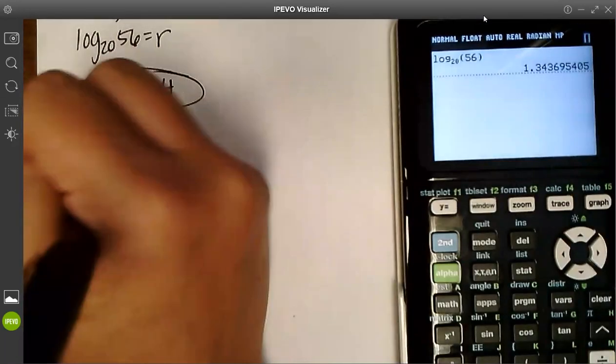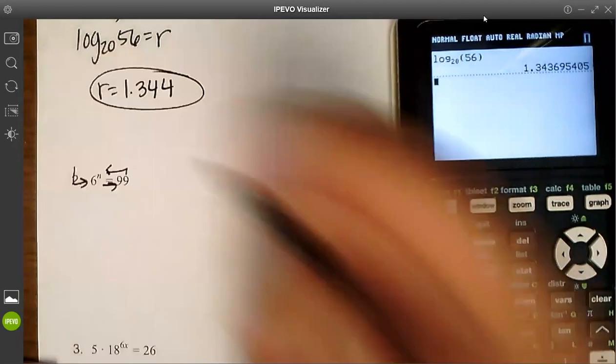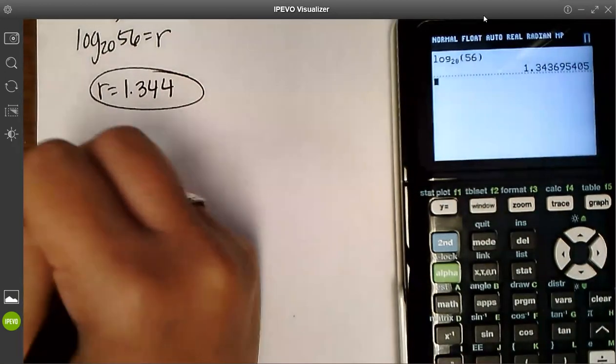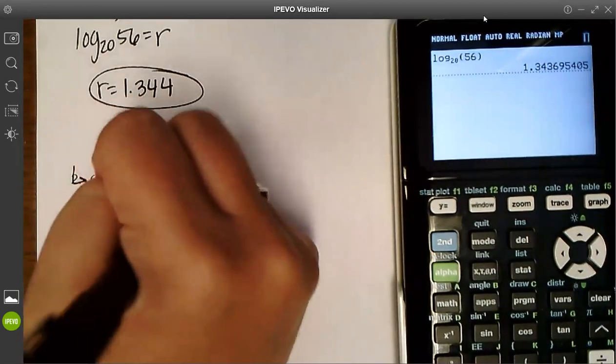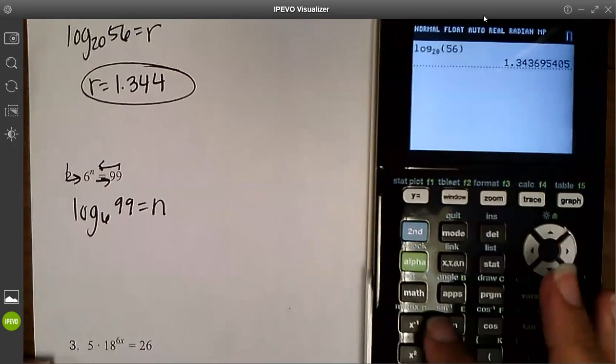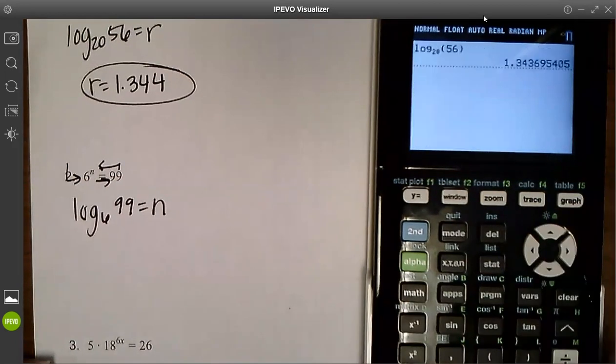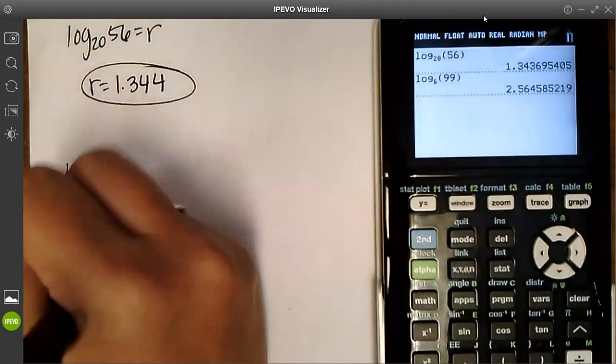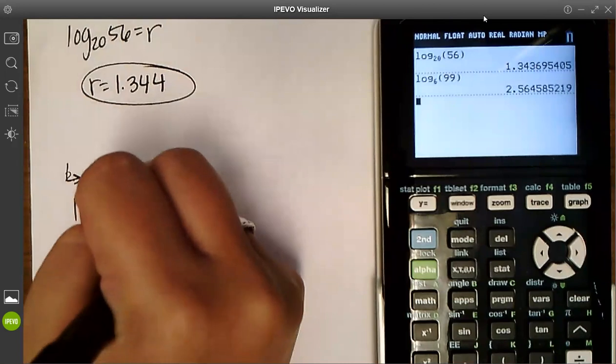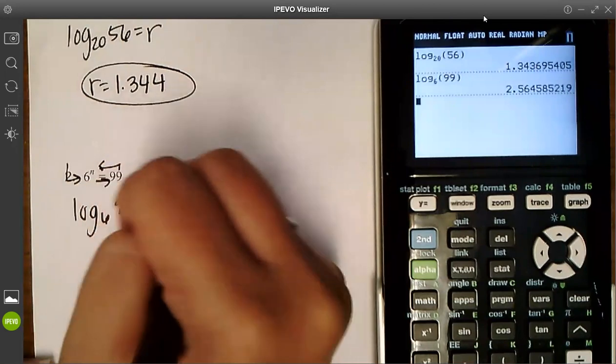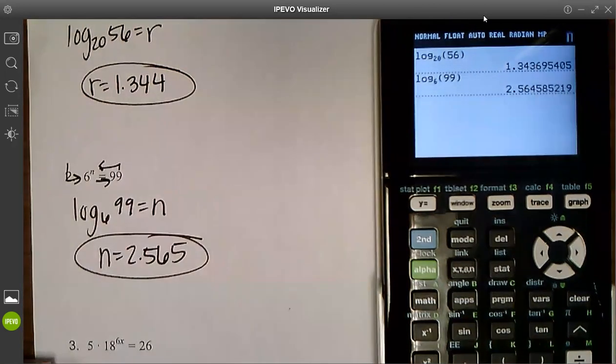The next one, same thing. Log base 6 of 99 equals n. So plug that into my calculator. Log base 6 of 99 equals 2.565. So n equals 2.565. That 5 rounds that 4 up to a 5.